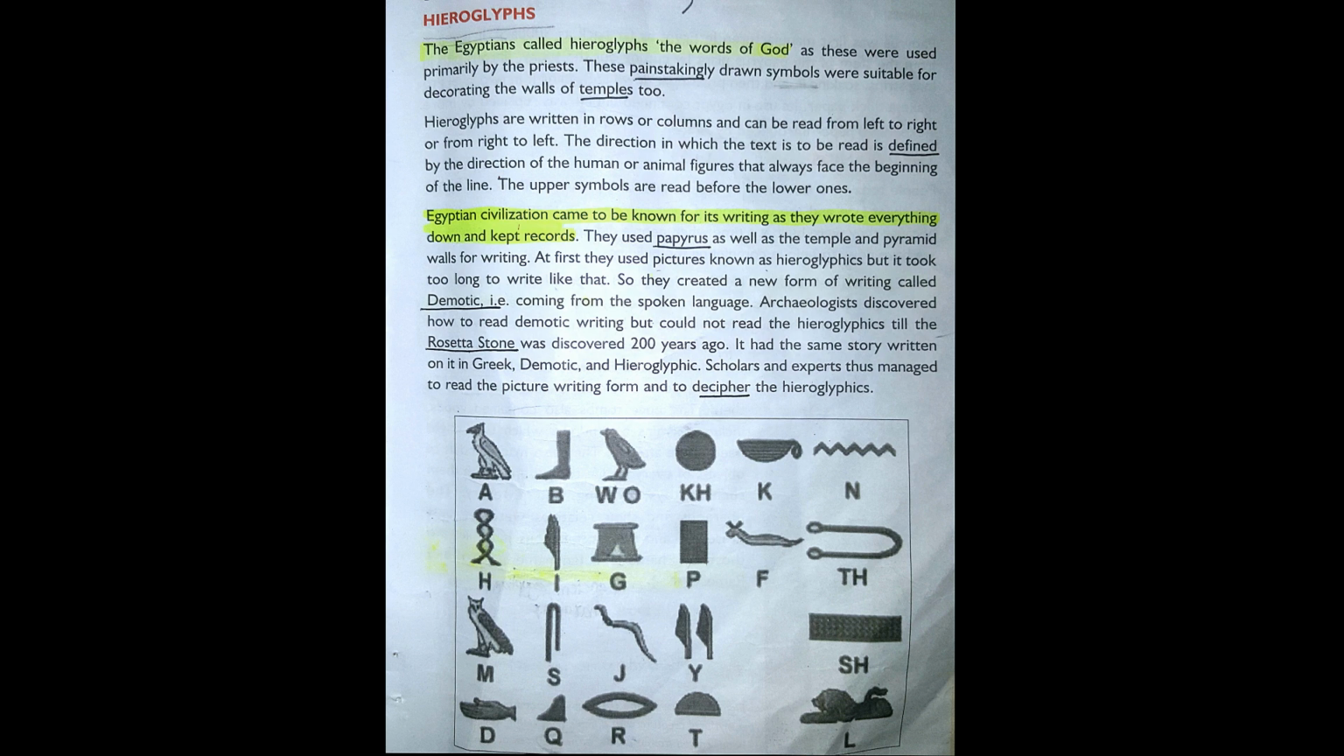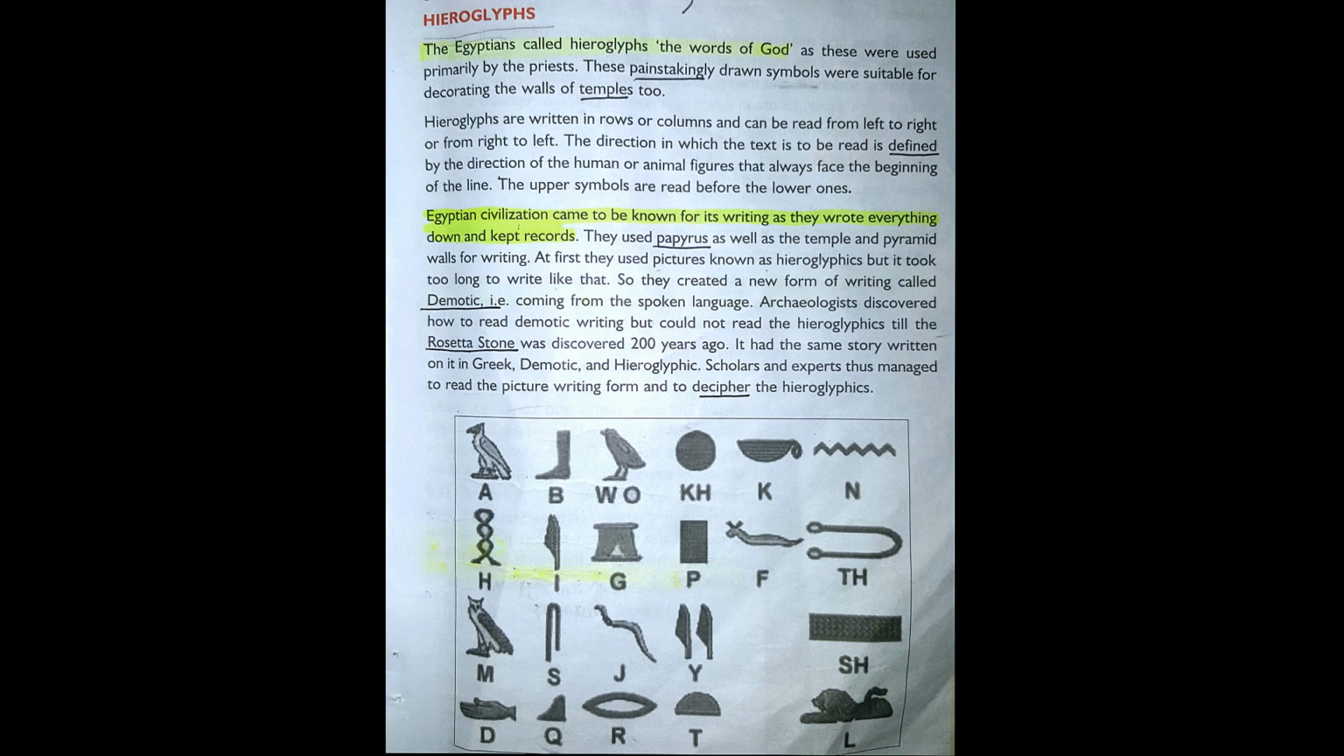Hieroglyphs are written in rows or columns and can be read from left to right or from right to left. So these were symbols that were written in rows or columns. The direction in which the text is to be read is defined by the direction of the human or animal figures that always face the beginning of the line. Defined means having a definite outline. The upper symbols are read before the lower ones.